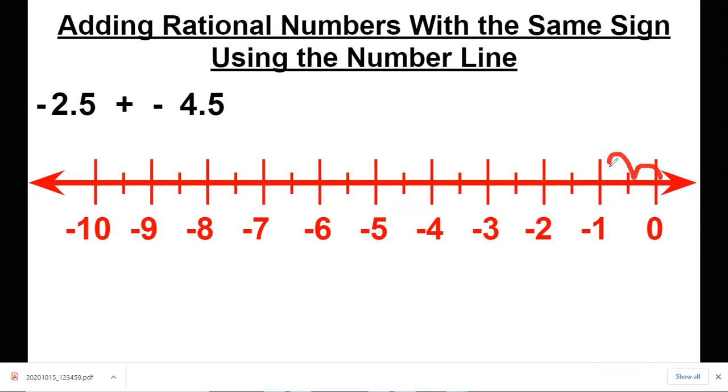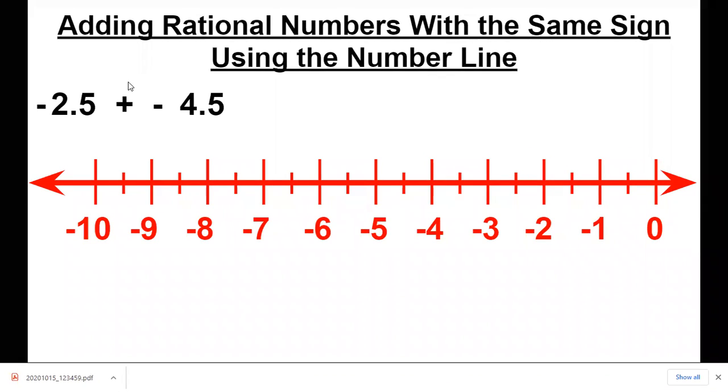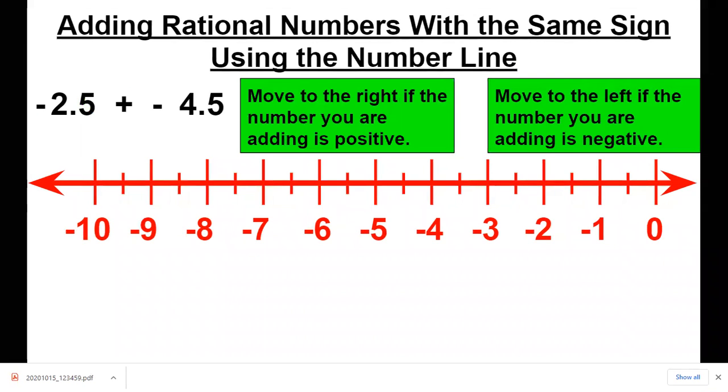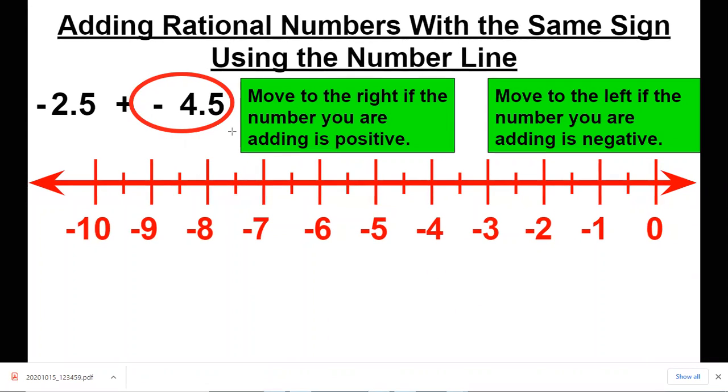Negative 1/2, negative 1, negative 1.5, negative 2, negative 2.5, negative 3, negative 3.5, negative 4, etc. Wanted to make sure you're aware of how the scale is working. Move to the right if the number you are adding is positive. Move to the left if the number you are adding is negative. So we are going to be adding negative 4.5. So we're going to start out on negative 2.5 and we're going to move to the left of that first number.